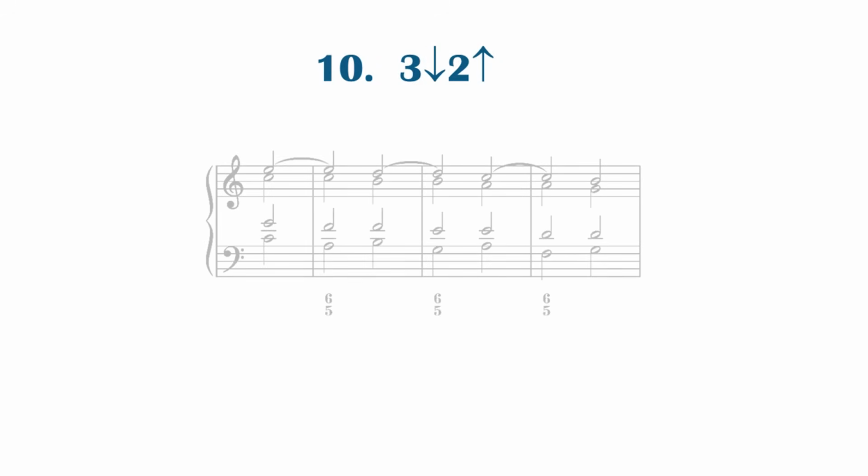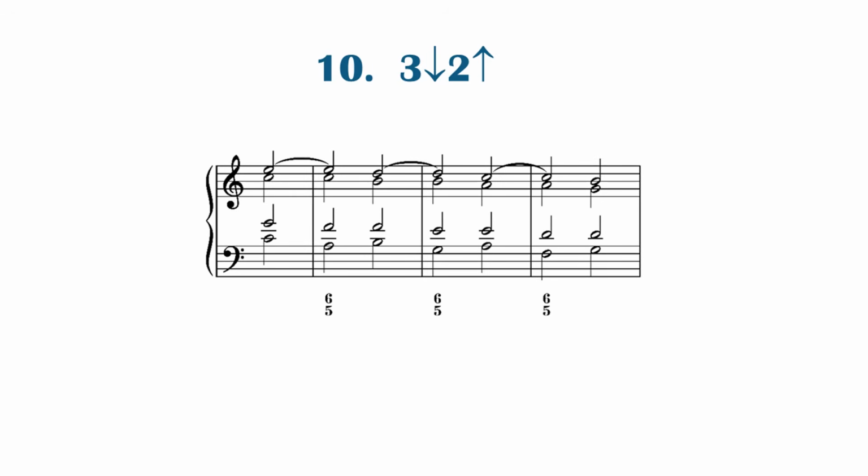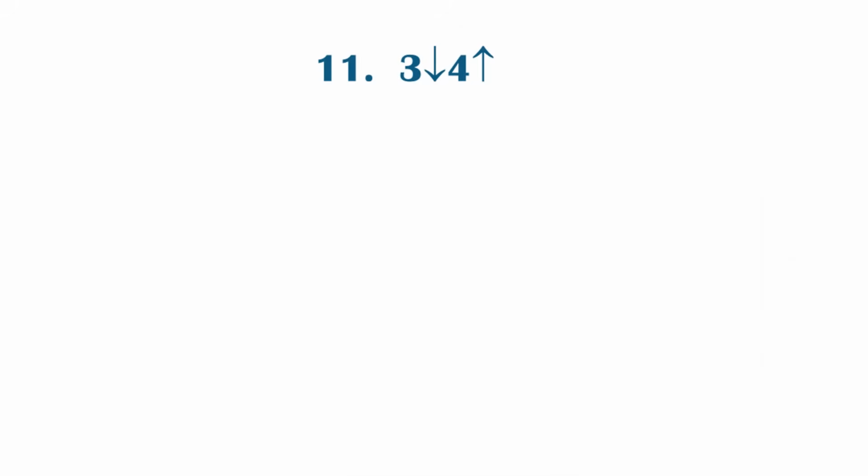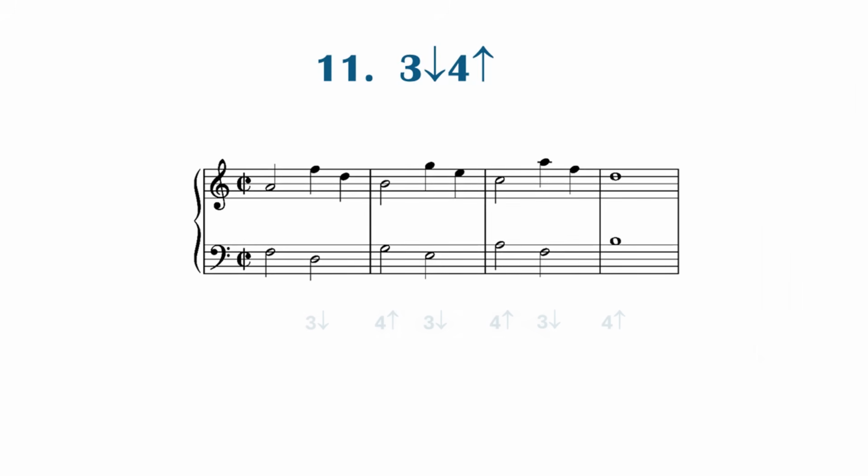Number 10. Down 3, up 2. Closely related to the previous type, the down 3 always leads to a 7th chord in first inversion, and the up 2 to a root position triad. Number 11. Down 3, up 4. A less common type of sequence which could be seen as an ascending variant of the previous one.